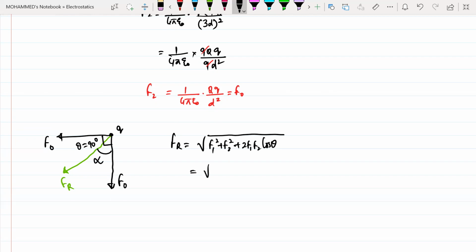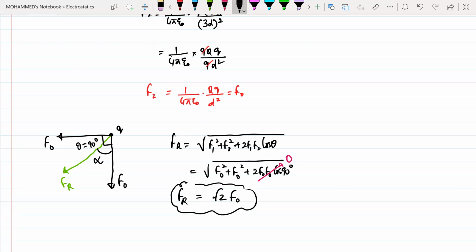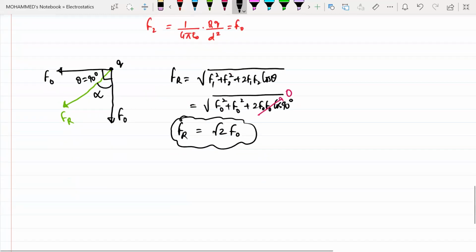So that is equal to the square root of F1 squared, which is F naught squared plus F naught squared plus 2 into F naught into F naught into cos 90. Cos 90 is how much, beta? 0. So this will become F naught squared plus F naught squared, which is 2F naught squared. So this will become root 2 times F naught. So this is the resultant force. Can I write? Agreed? Yes, sir. Resultant force, how much am I getting? Root 2 times F naught.